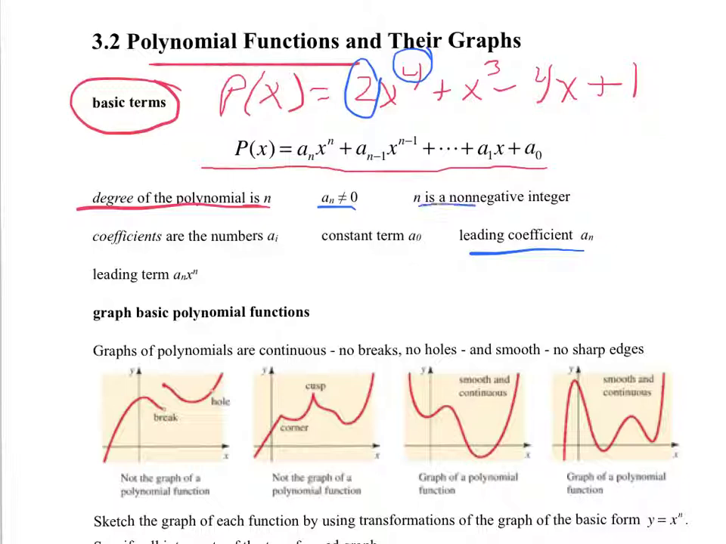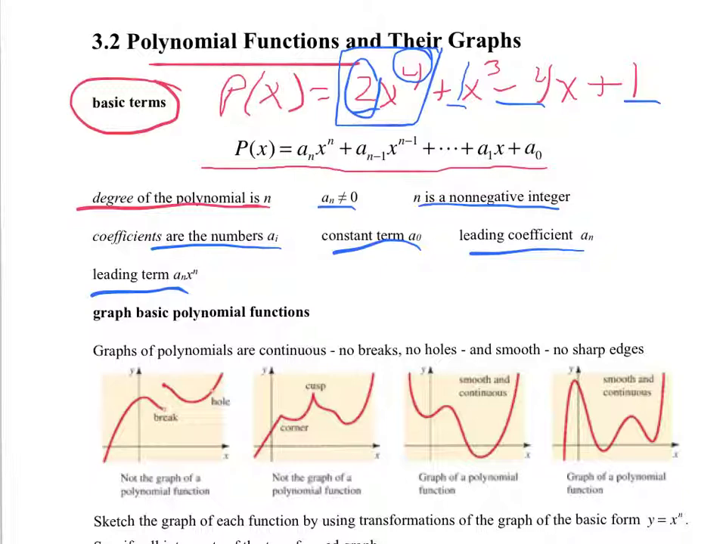N is a non-negative integer, so n can be anything except 0 or a negative number. So all the n's are 1, 2, 3, 4, 5, and so on. The coefficients are the a sub i numbers. So here we have a coefficient of 2, and here, of course, a coefficient of 1. Here we have a coefficient of negative 4, and that's called the constant term, and the constant term is 1. The leading term is the term in the front of the highest degree. So the leading term is 2x to the fourth power.